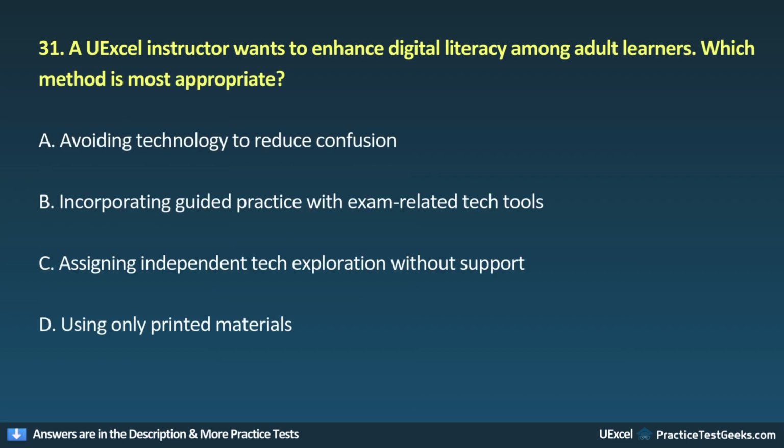31. A UExcel instructor wants to enhance digital literacy among adult learners. Which method is most appropriate? A. Avoiding technology to reduce confusion. B. Incorporating guided practice with exam-related tech tools. C. Assigning independent tech exploration without support. D. Using only printed materials.